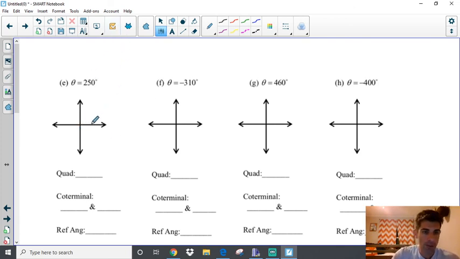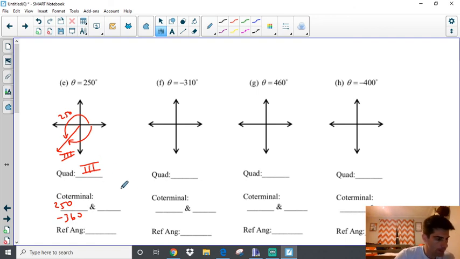All right, so here we go at 250. 9, 18, that would hit 27, so 250 is going to be down here in the third quadrant. So there's your 250 there. Subtract that from 360 to get your negative direction coterminal. And that's going to be negative 110.